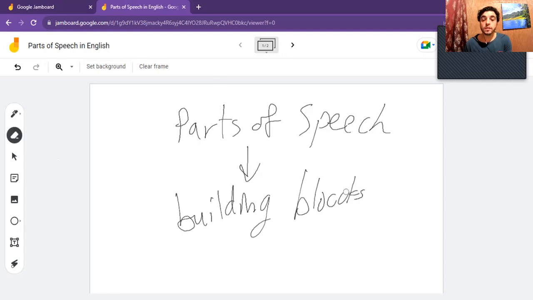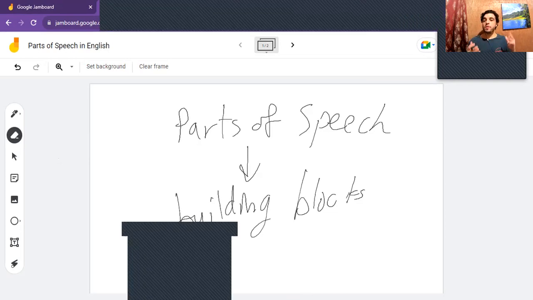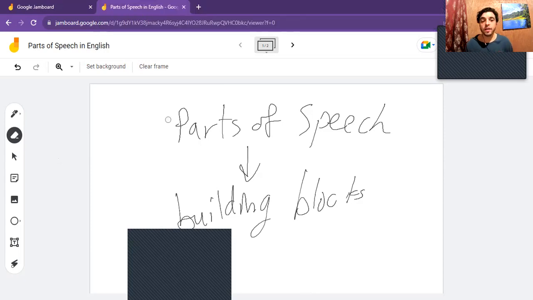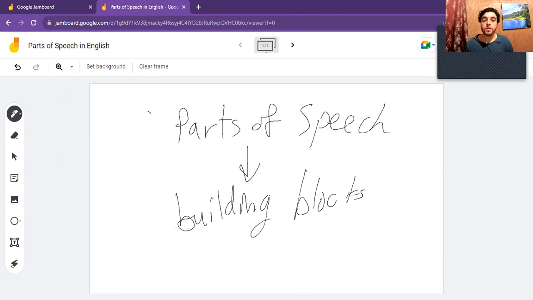Different languages have different numbers of parts of speech. With Arabic, there are three parts of speech, so that kind of makes it simple in some ways. With English, there are actually eight parts of speech, right? So we're going to examine what those eight are.